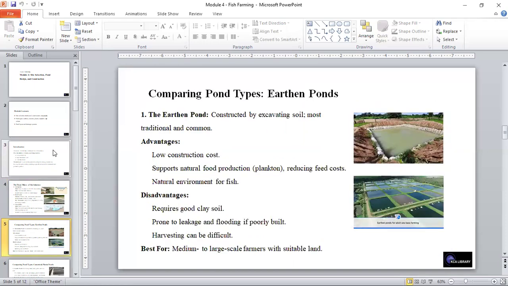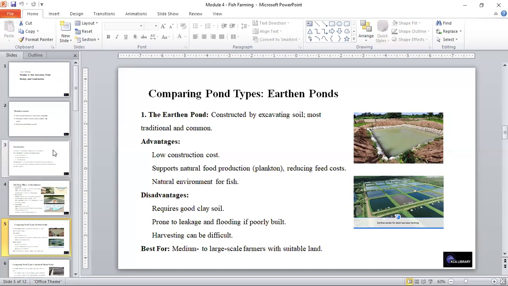Comparing pond types, there are different types of ponds. We have the earthen pond, the concrete pond, tarpaulin, and the likes. So looking at the earthen ponds, it is constructed by excavating soil, and it is the most traditional and the most common type of pond. From the pictures, you just have to excavate soil from the ground. That is a ground containing water, and you can start fishing right away.